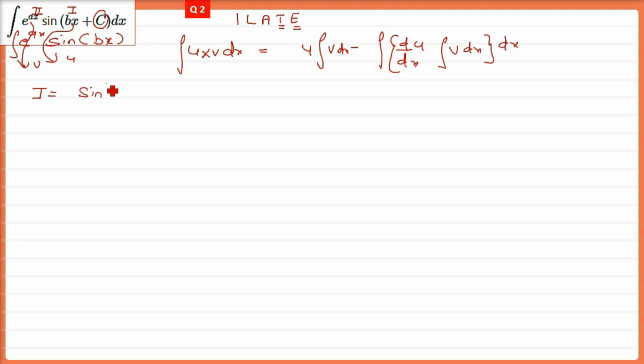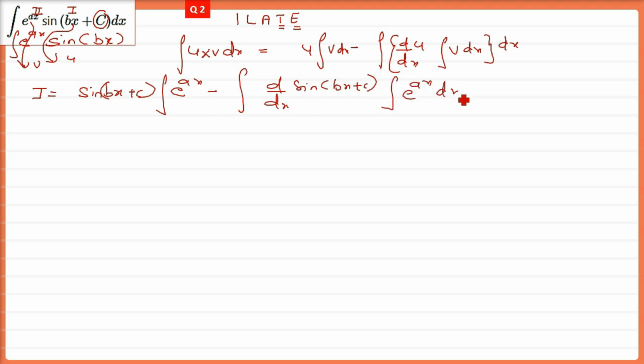First is sine bx plus c, which is u, and then the integration of v, which is e raise ax, and then integration of du by dx. What is u? Sine bx plus c. So the differentiation will give you what? d by dx of sine bx plus c will be cos bx plus c. That I'll show you just now. Let's complete this integration of e raise ax dx again. So once you do all on the right, you have to integrate it again.